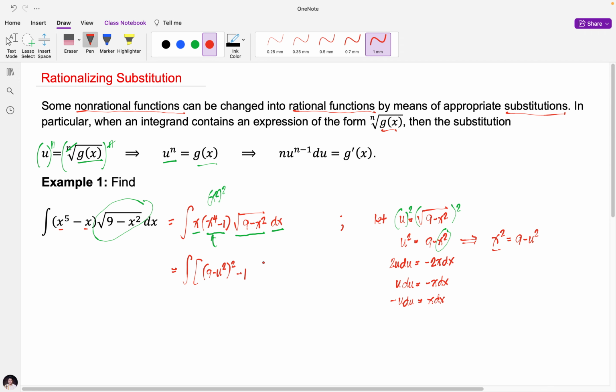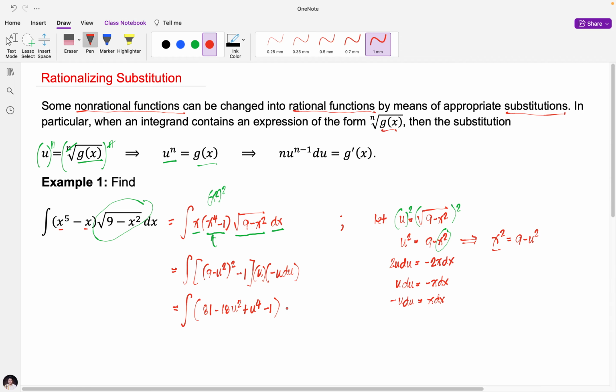Okay, minus 1 times the square root of 9 minus x squared, we let that one as u, so that will be u, times our x dx, which is negative u du. Okay, so we will now simplify. So this will just be equal to, the expansion of this is just 81 minus 18 u squared plus u raised to 4, and minus 1.